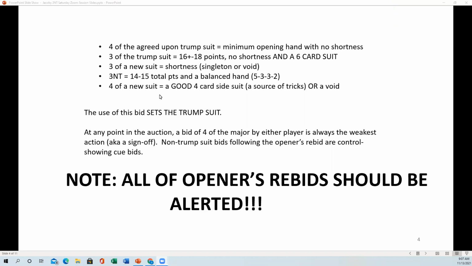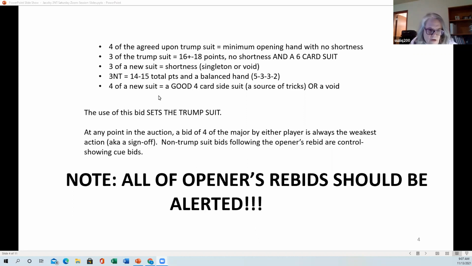Now, 3 of the agreed trump suit, as in many cases, is much stronger than 4. It indicates an invitational level hand and a 6-card suit. In other words, even if your partner hadn't jumped to 2 no trump, if you open a heart and your partner bid a spade, then your jump to 3 hearts would be this bid as well.